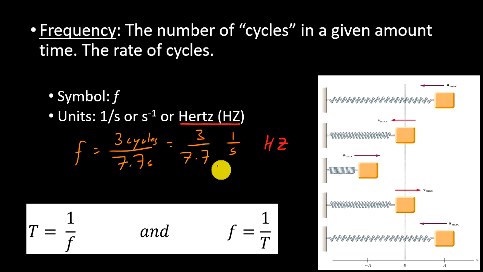Well, frequency and period are very similar. They're in fact inverses of one another. If you know the frequency, just by taking the inverse, you can find the period, or vice versa. Remember, the period is the time for one cycle. Frequency is the number of cycles in a given amount of time. All right, next thing.